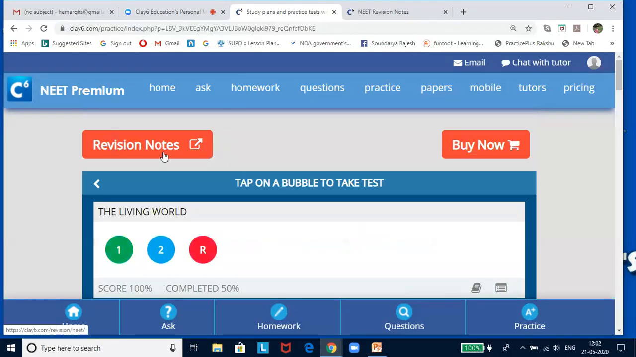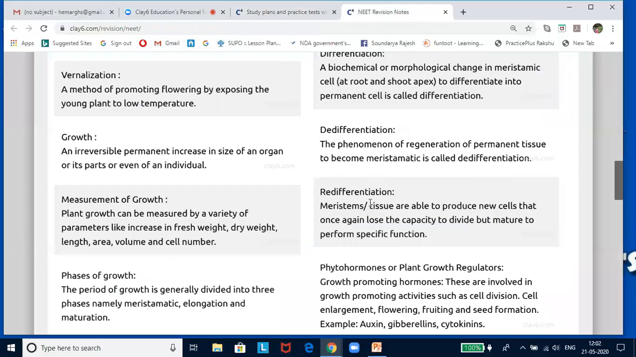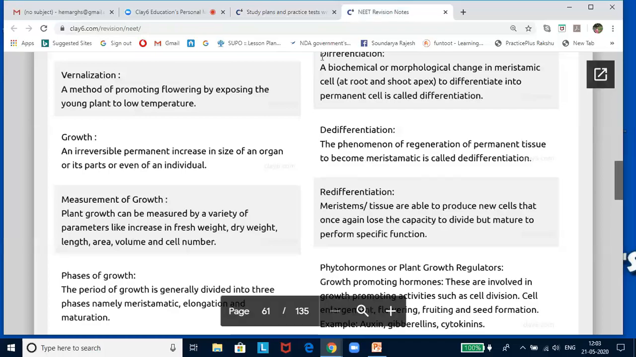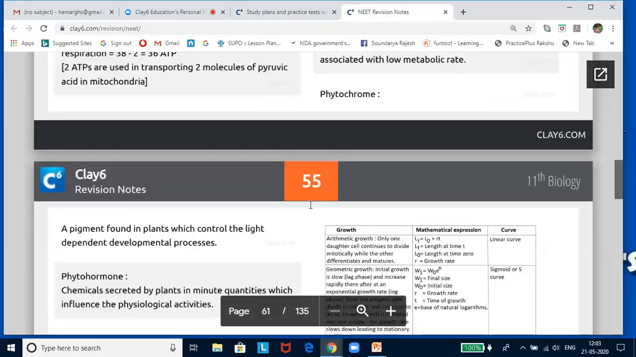So here, if you click on the revision notes, it will open into a PDF. And this PDF has been done in such a way by the tutors that the entire crux of your 2 years 11th and 12th physics, chemistry and biology are captured in a very comprehensive manner in just 135 pages, so that you really gear up and it helps you during the revision. So I would suggest it's a real asset as a study tool for your exam preparation. Now let us get back into the lesson, that is plant growth and development.